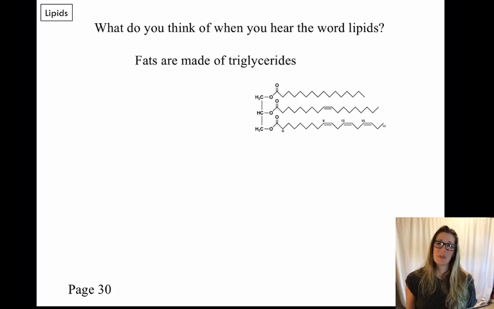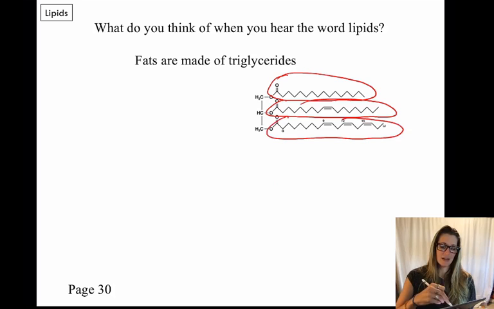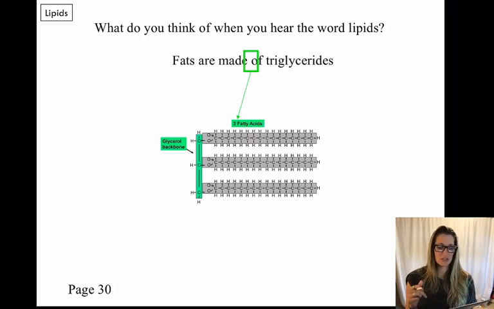Fats are actually made of something called a triglyceride. And you may notice there's 3, 1, 2, 3 triglycerides. And then here is the glycerol backbone. That's where it gets its name. Fats are made of triglycerides.